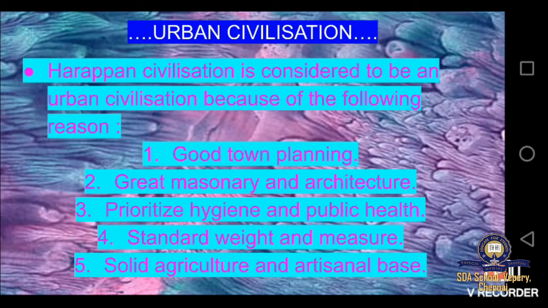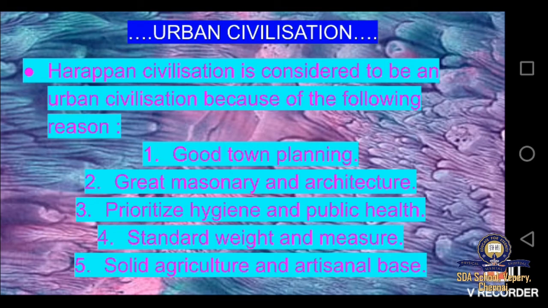So what is urban civilization? Harappan civilization is considered to be an urban civilization because of the following reasons. Urban civilization is a developed civilization where there are more people, there is agriculture, there is good health, everything, and everybody likes to settle there. Harappan civilization is also considered to be an urban civilization. But why did they say so?